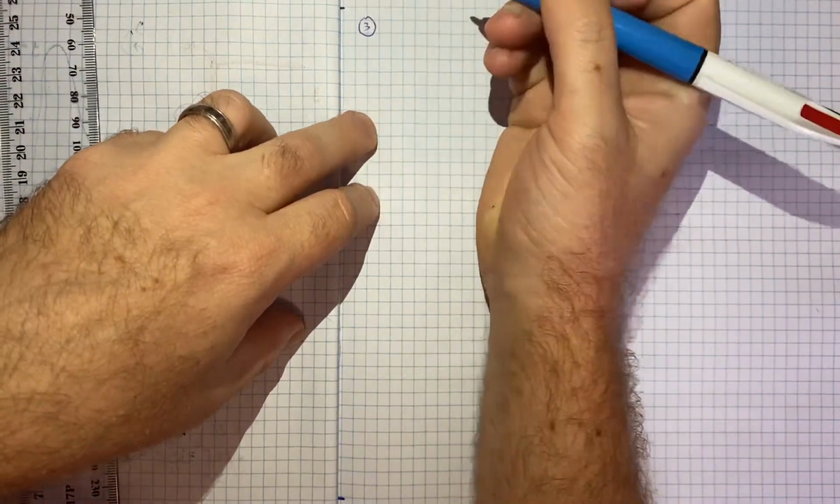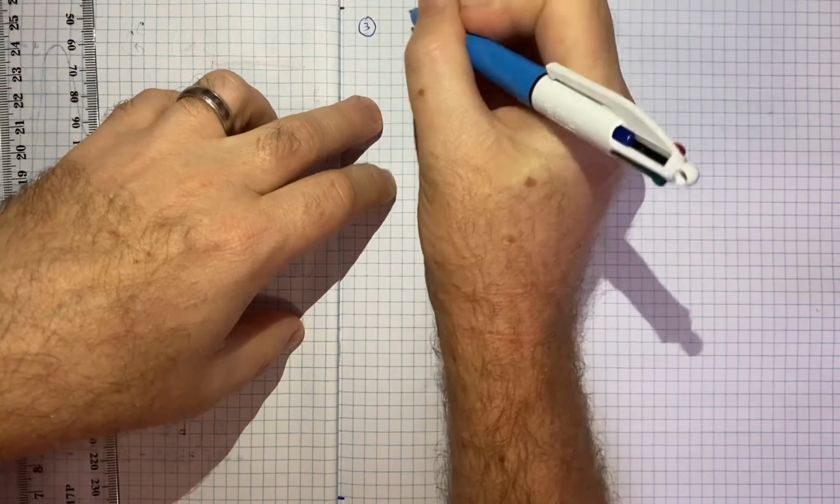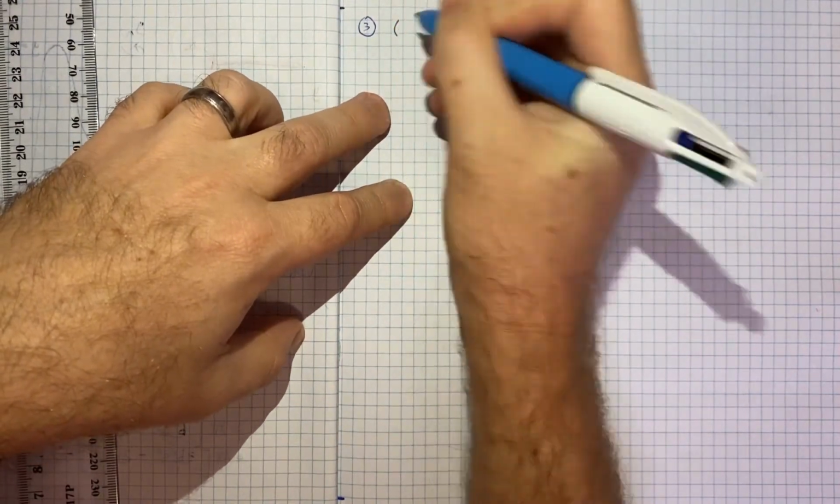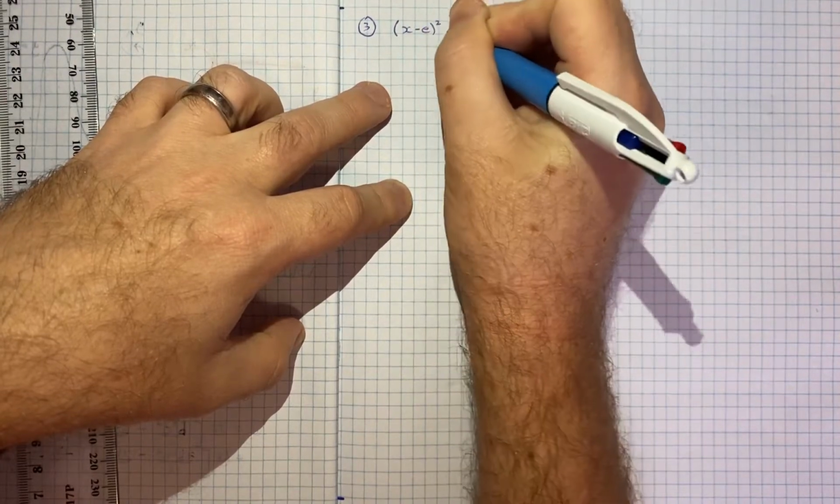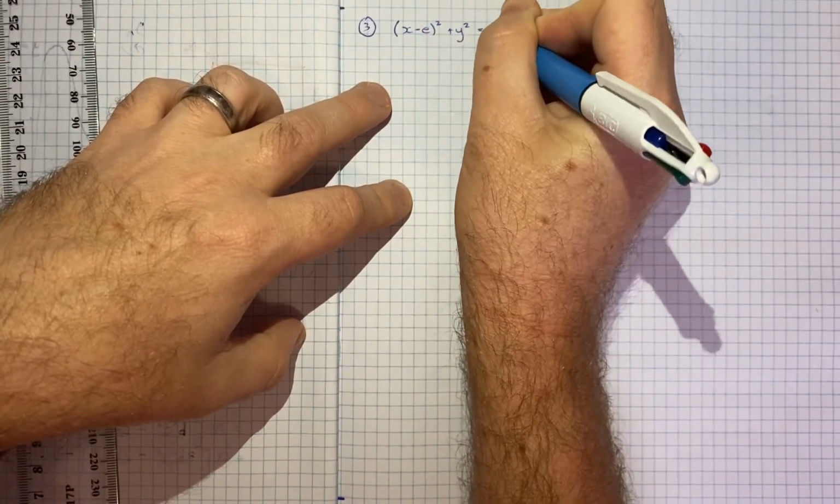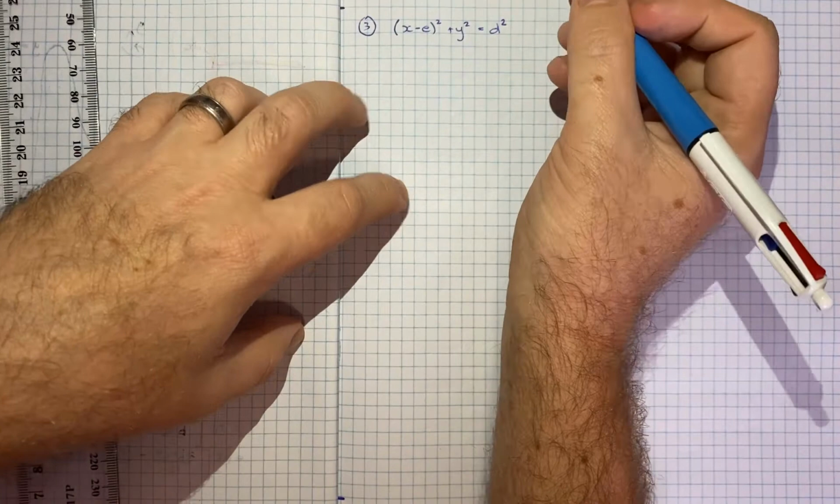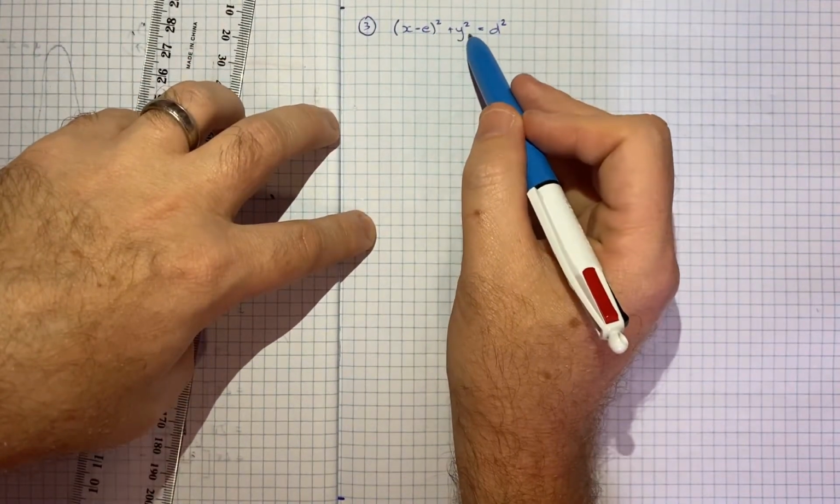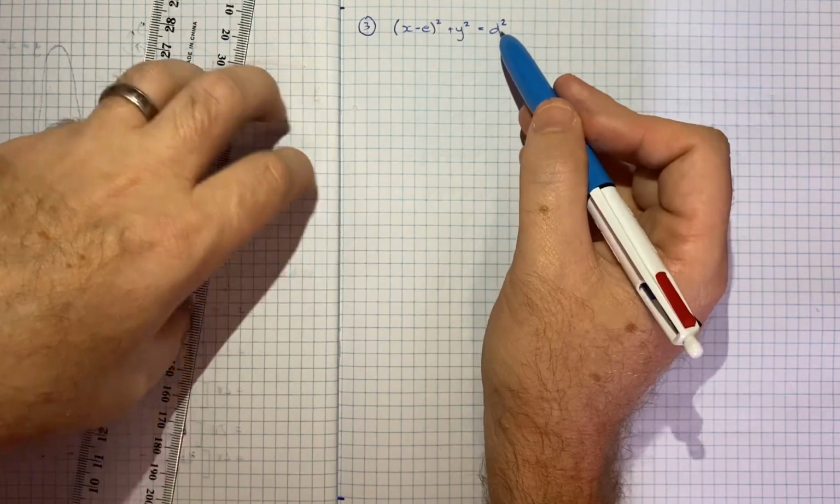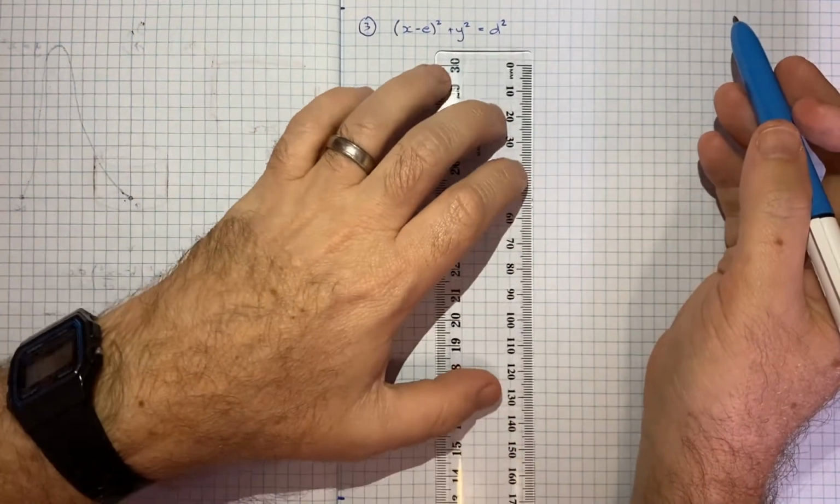So I'll just note the formula we've got. Our equation is (x minus e) squared plus y squared equals d squared, which hopefully you recognize as a circle with center (e, 0) and radius d. So let's start by drawing that up.